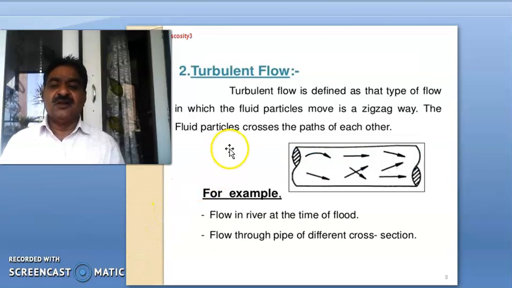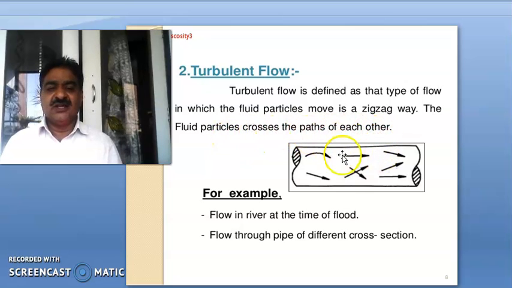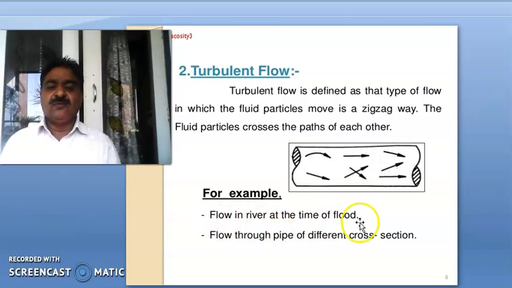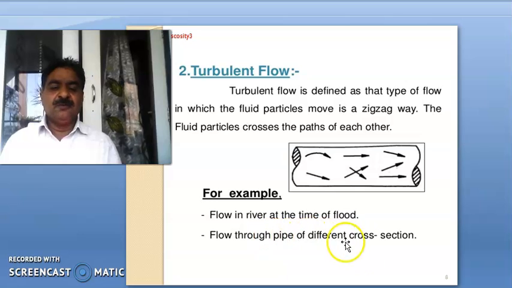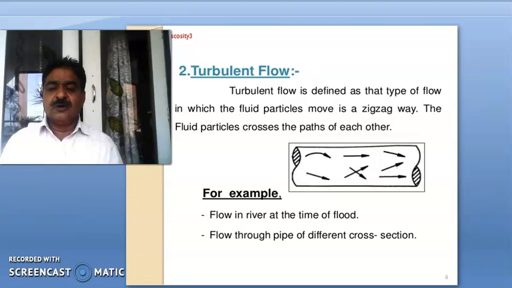In the case of turbulent flow, as I have told you, the layers intermix with each other and move in a zigzag way. Turbulent flow is defined as the type of flow in which the fluid particles move in a zigzag way. The fluid particles cross the paths of each other, as shown in this figure. For example, the flow in a river at the time of flood, or flow through pipes of different cross sections. Flood water in a river is turbulent flow.